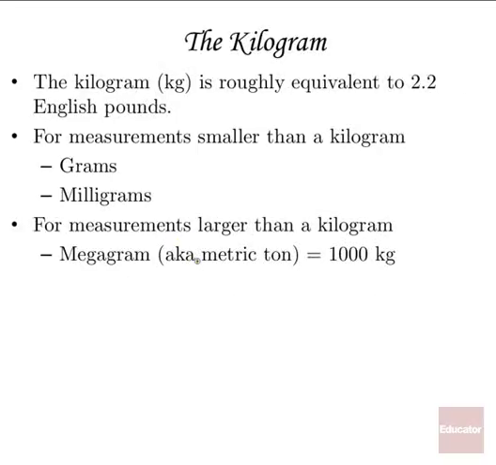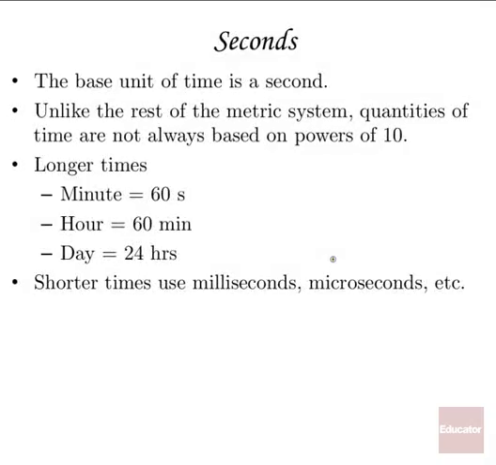The kilogram, on the other hand, is roughly equivalent to 2.2 English pounds. For measurements smaller than a kilogram, we oftentimes use grams or milligrams. A gram is about a paperclip. For measurements larger than a kilogram, we could use things like a megagram, also known as a metric ton. That's 1,000 kilograms. And time, everyone's probably familiar with this one.